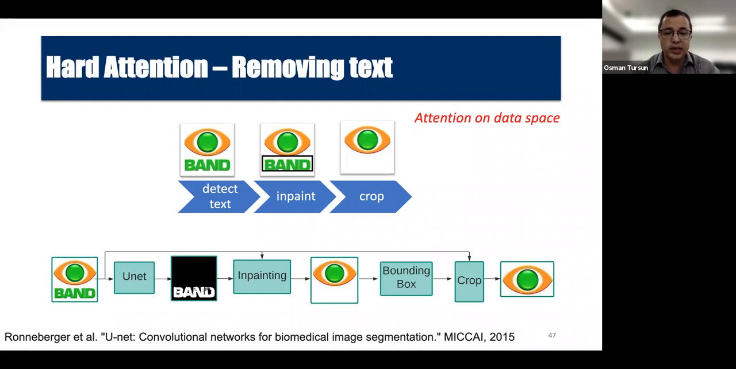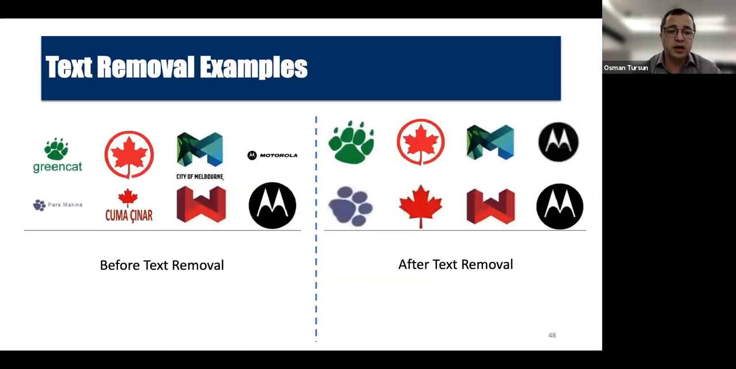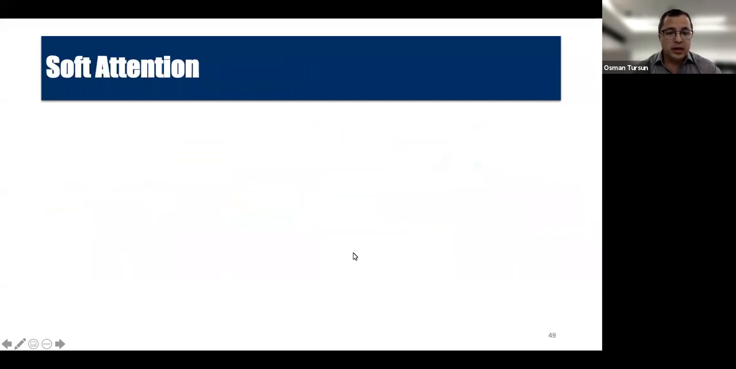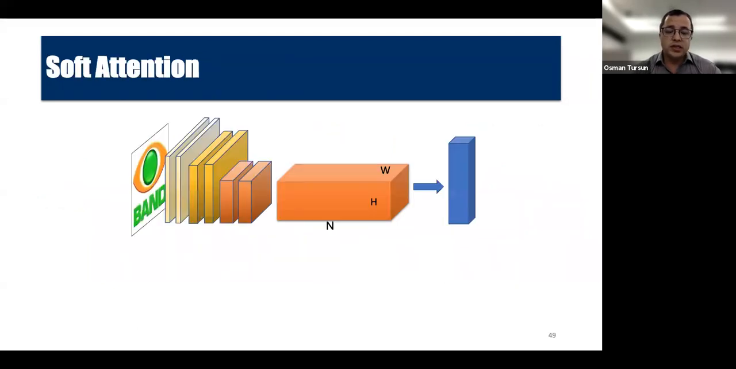To detect text, we propose a U-Net-based pixel-level text segmentation approach, then we apply handcrafted inpainting, and then we use an auto-crop approach to crop the figurative regions. These are examples before text removal and after text removal. As you see, after text removal, we not only remove the text, we can also fix the scaling problem as well.